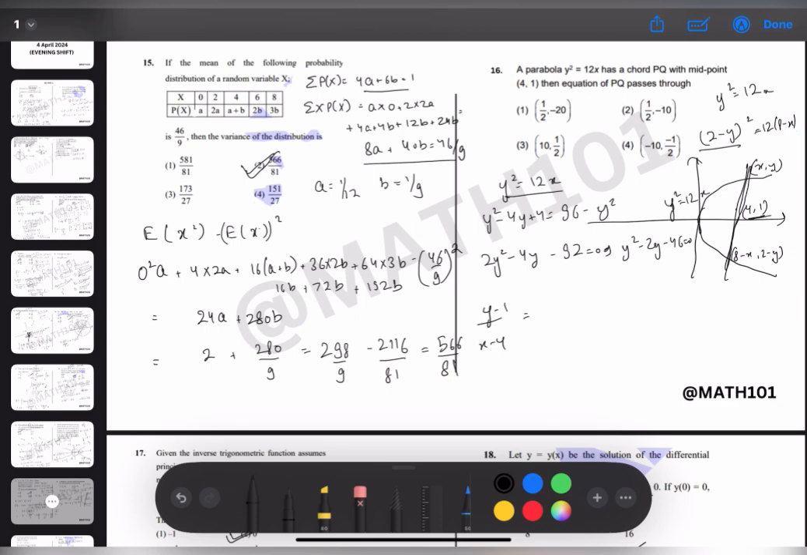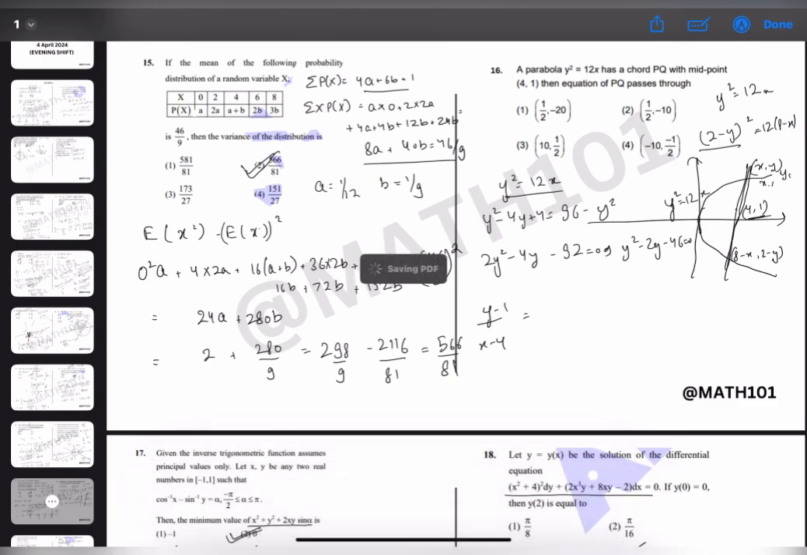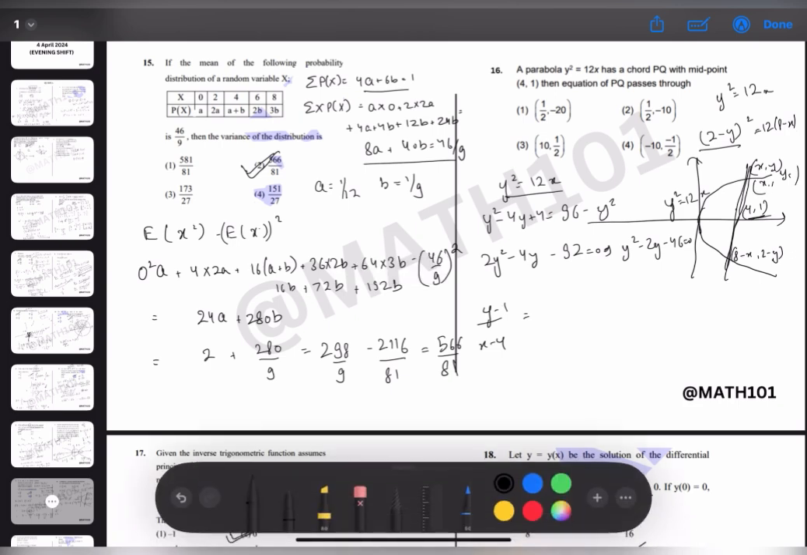Let this point be (x1, y1). Then the other point is (x2, y2). So (y2 minus y1) upon (x2 minus x1), where x is simply y2 square by 12 and y1 square by 12. So 12 goes up, this becomes 12 times (y2 minus y1) upon (y2 square minus y1 square), which equals 12 upon (y2 plus y1).